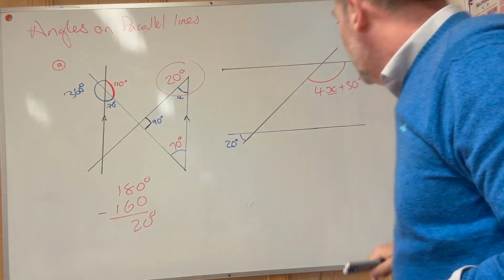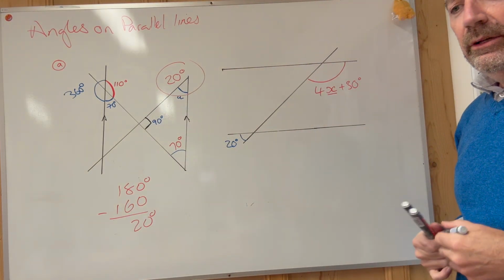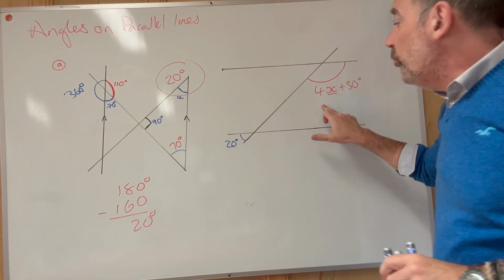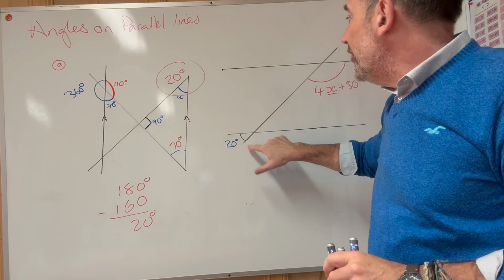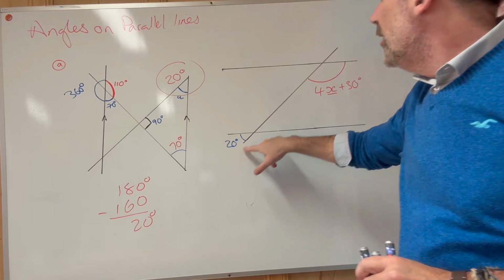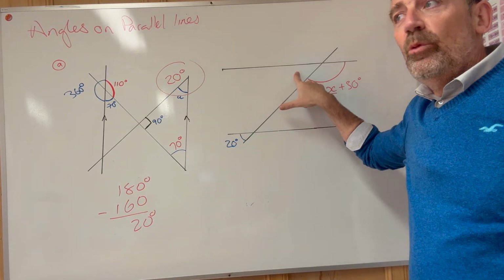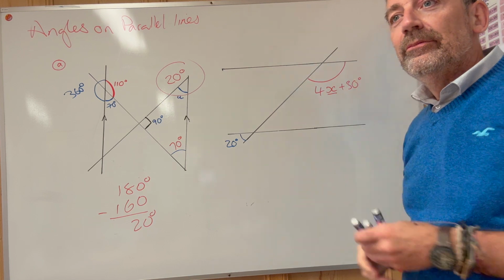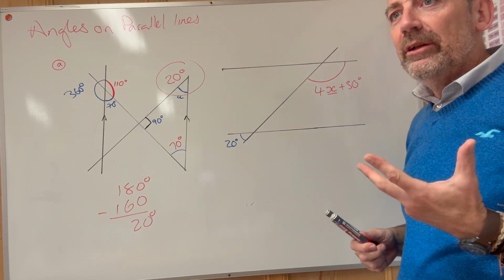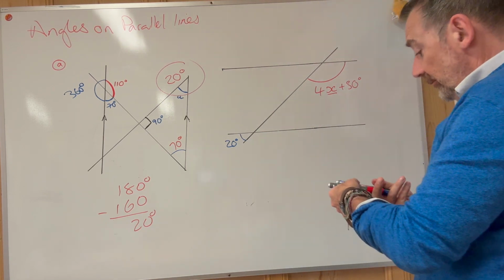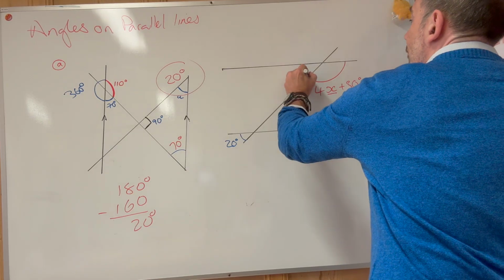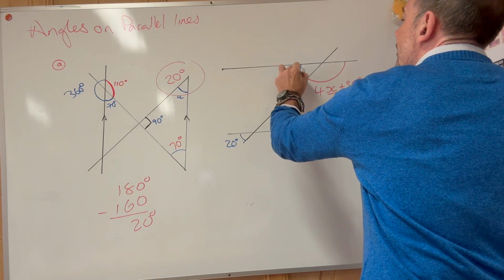Okay, now then, this one. Are you ready? I've got 20 degrees here. If I've got 20 degrees here, what have I got here? 20. Why? Based on one of the three terms we've learned. It's corresponding, is it? Yeah. Okay, 20 degrees.